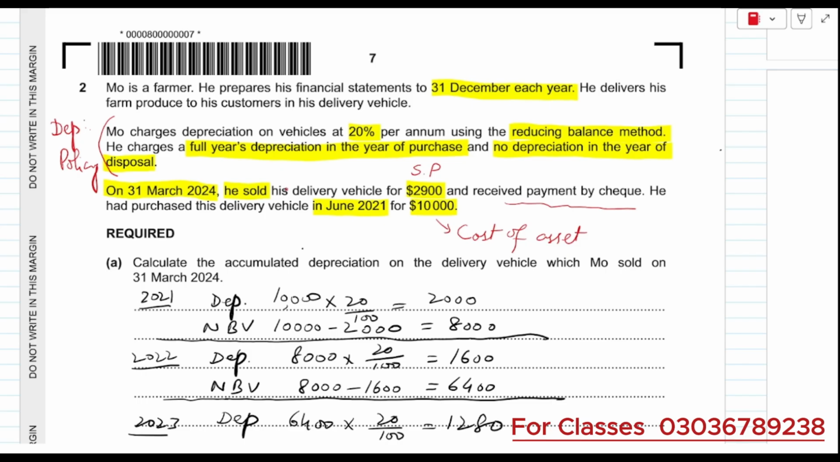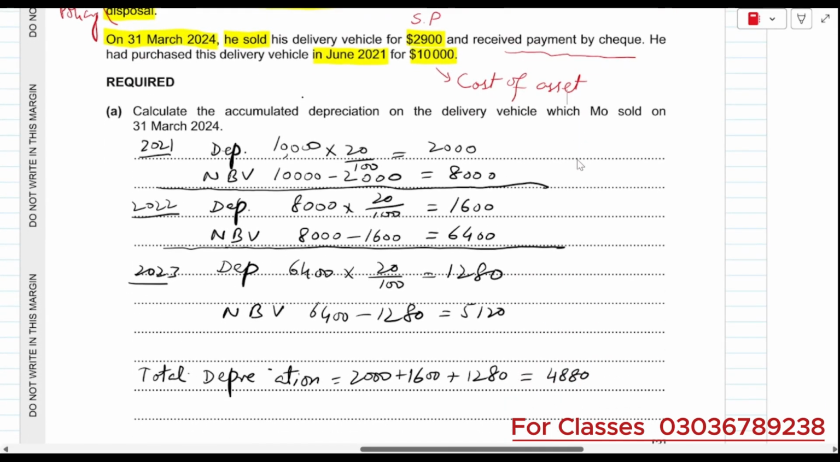This difference should be very clear to you while solving depreciation questions. Now we move to the requirements of the first part. They are asking to calculate the accumulated depreciation on the delivery vehicle which Mo sold on this date. Accumulated means total. Total depreciation of the vehicle that we are going to sell.